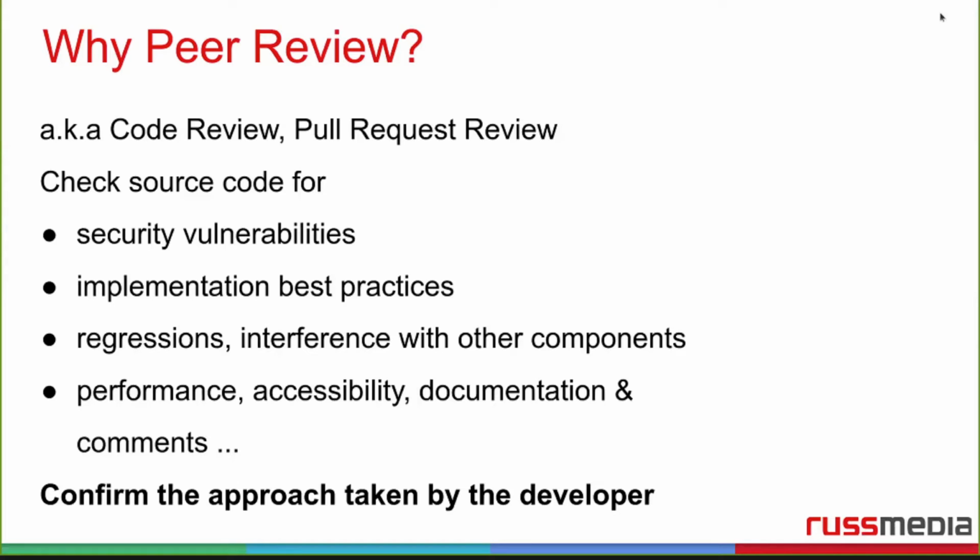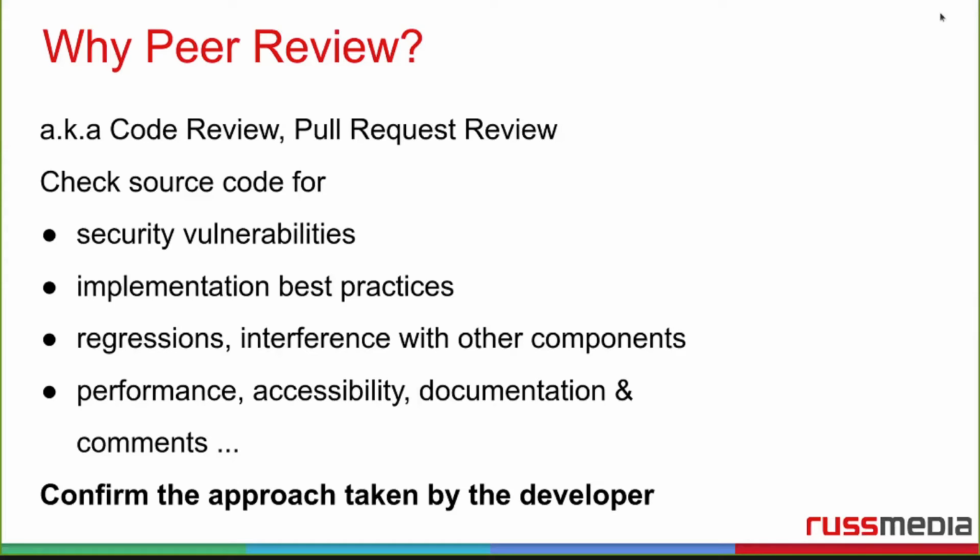We also want to find regressions, and we want to find if this code change that we are introducing interferes with other components. Of course, we have multiple components in a system. Now the developer makes a new feature, but this might actually break something else. And if we are lucky, we catch this with the tests, but tests cannot cover everything. So that's also good if a human that knows more about the system can review and point out any defects that might happen.